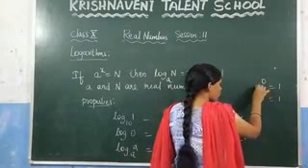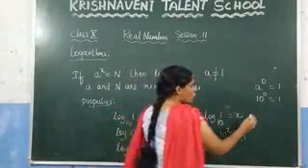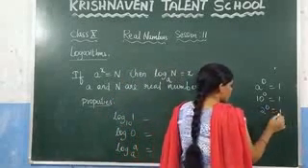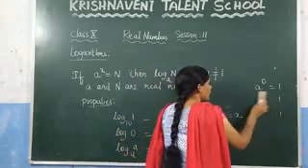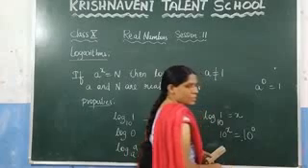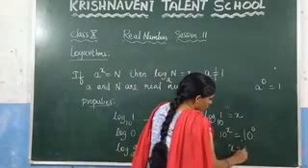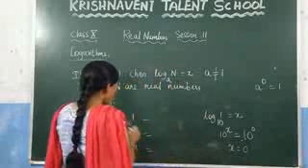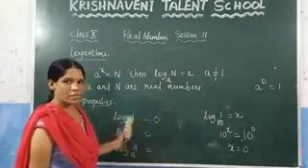In place of 10, you can write any number and the result will always be 1. 2 power 0 is 1, 3 power 0 is 1. Anything to the power of 0 is always 1. So we can write this as 10 power 0. Since the bases are equal, you can equate the powers. So the value of x is 0. So what is the value of log 1? It is 0. The log 1 value is always 0.